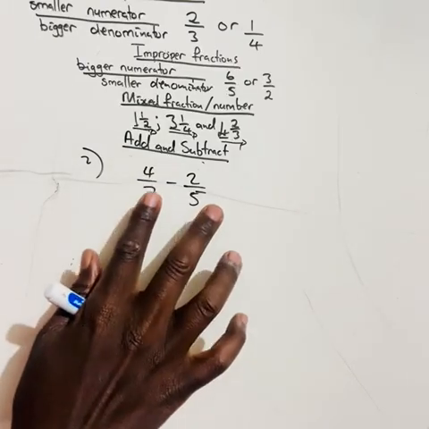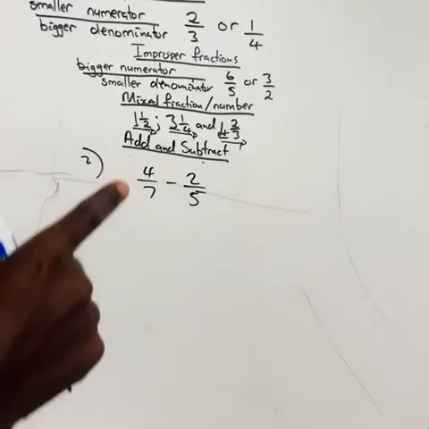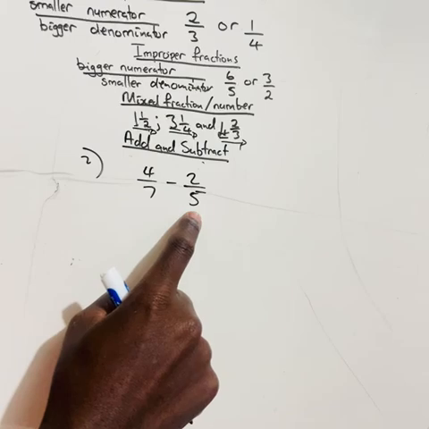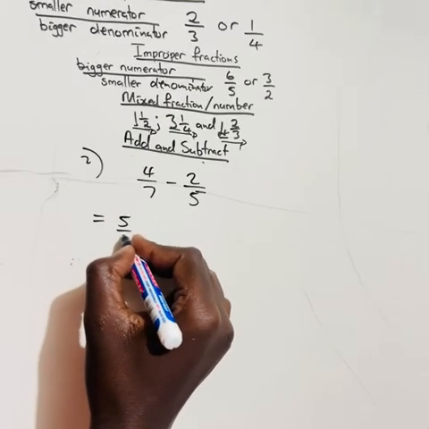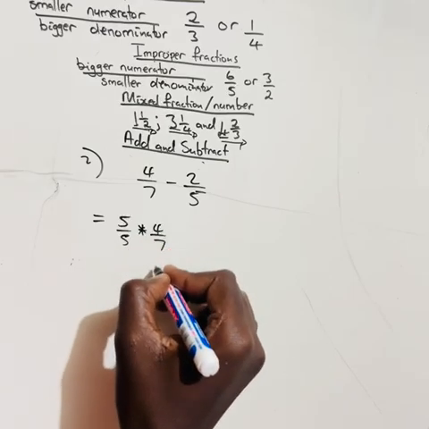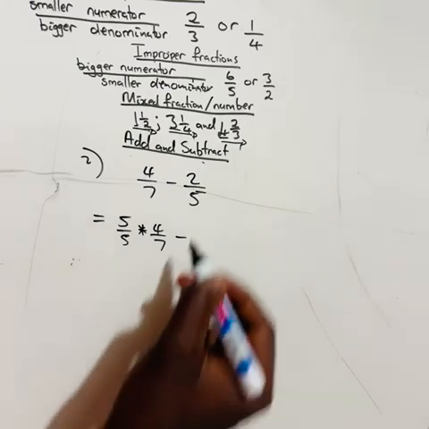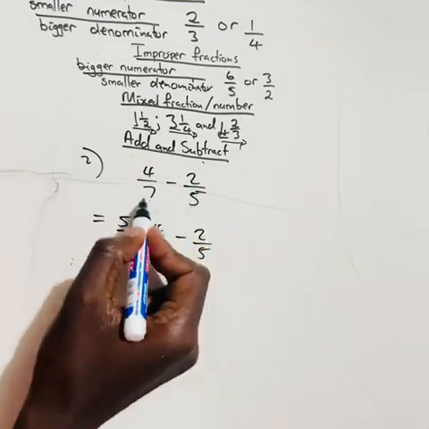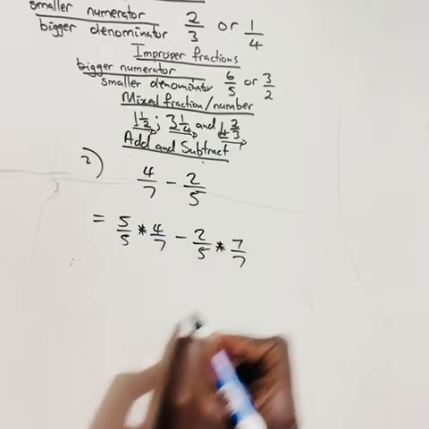Make the denominators identical. What do you use? Conjugate. What is the conjugate for this one? It's 5, because you've got the denominator of 7, you don't have this denominator. So let's start. I'm going to start off by writing my conjugate 5 over 5 multiplied by 4 over 7. Done. I write my sign. They've requested me to subtract. I write this fraction 2 over 5. On this denominator, I did not have this 7. So I multiply by 7 over 7.